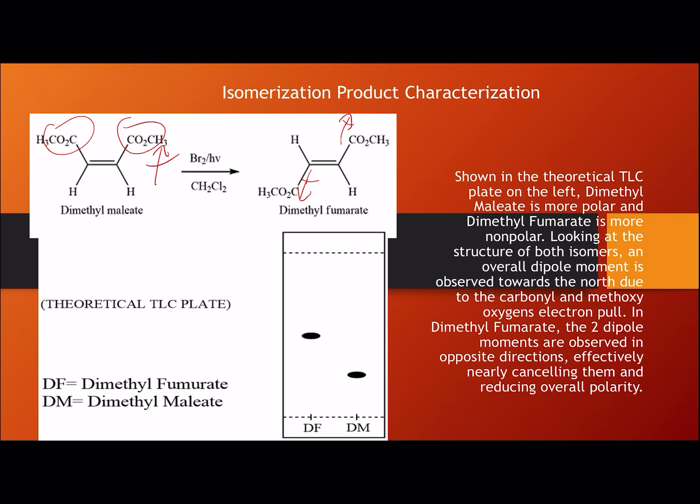There are also other differences between the 2 compounds. For one, the dimethyl maleate and the dimethyl fumarate have different densities. The dimethyl maleate has a lower density than DF, and this has to do with the structure, hand in hand with how it matches up in water, and how the functional groups are placed in relation to the polarities. So this is what we see, and we're able to see these differences in the isomerization product characterization of TLC. That's why we use TLC.